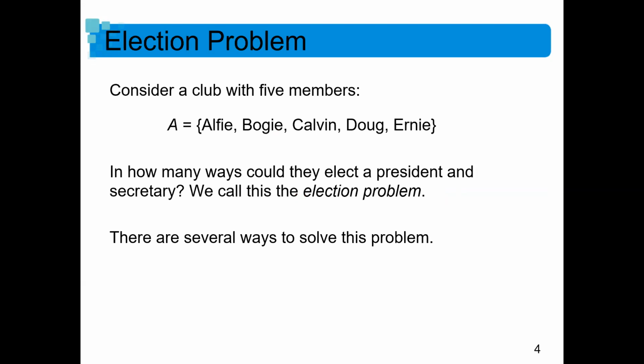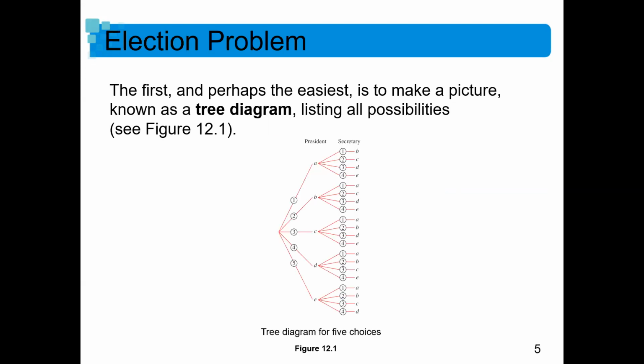Is could they elect a president and secretary? We call this the election problem. So there are several ways to solve this problem. The first and perhaps the easiest is to make a picture known as a tree diagram listing all the possibilities.